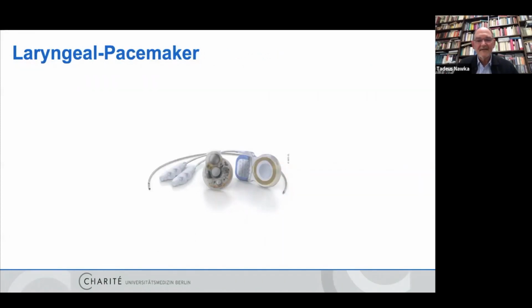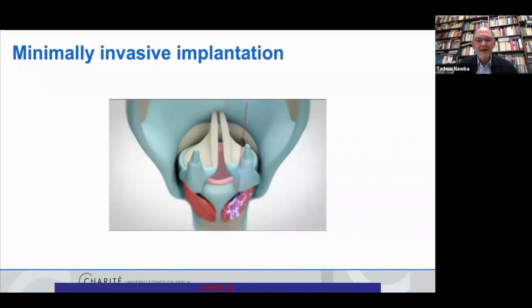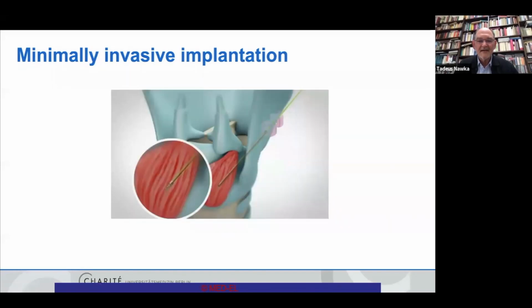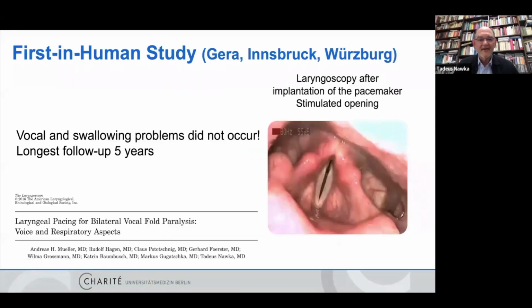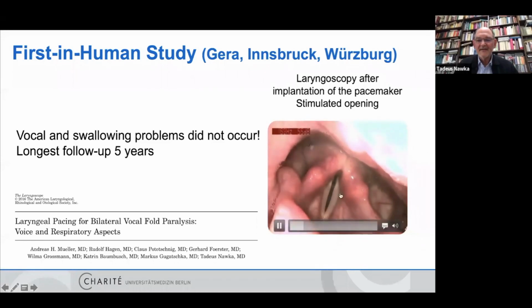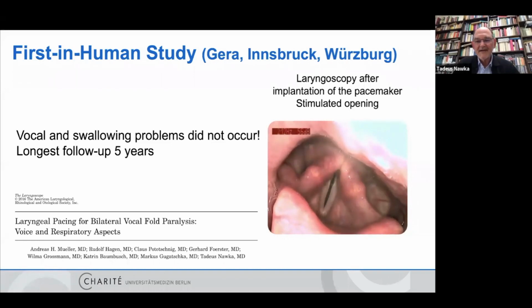And this is the equipment. And here's actually the way how it works. You go there with the electrode and you stimulate the PCA, and then it will open like here. So you can see that there is an abduction of the arytenoid. So here are the partners again, and here is the result of a stimulation of the implantation of the pacemaker.